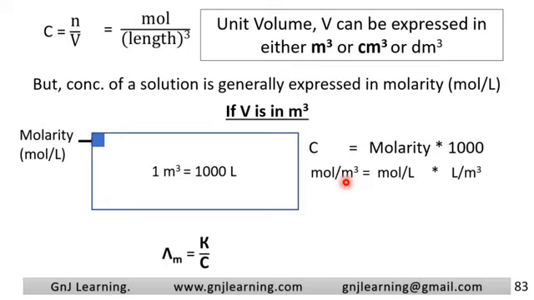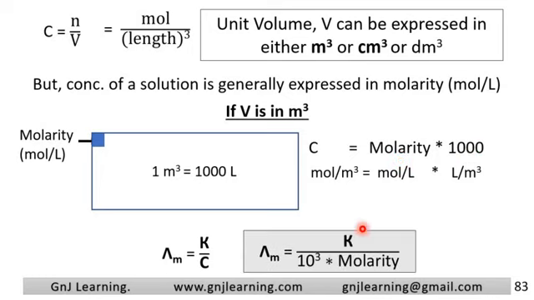Okay, so lambda m, the molar conductivity, is equal to conductivity divided by C, where C is mole per meter cube. It can be substituted with molarity into 1000. That is, lambda m is kappa divided by molarity into 1000. 1000 is 10 raised to 3. So lambda m is equal to kappa divided by molarity into 10 raised to 3. If the concentration is given in terms of meter cube, you don't have to worry about it. Then you just substitute the value here. But if the concentration is given in molarity, then you have to use this formula.